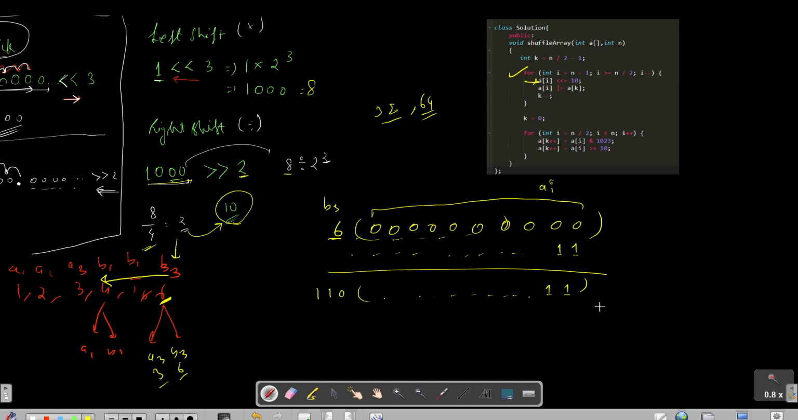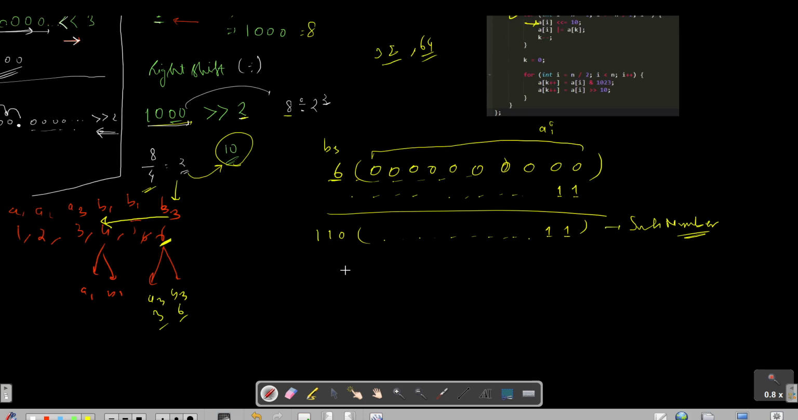8 zeros you will have. Okay, so this is your such number which I was saying. I need to form such a number from which I can access AI and BI, right? Now I'll be doing OP1, right?